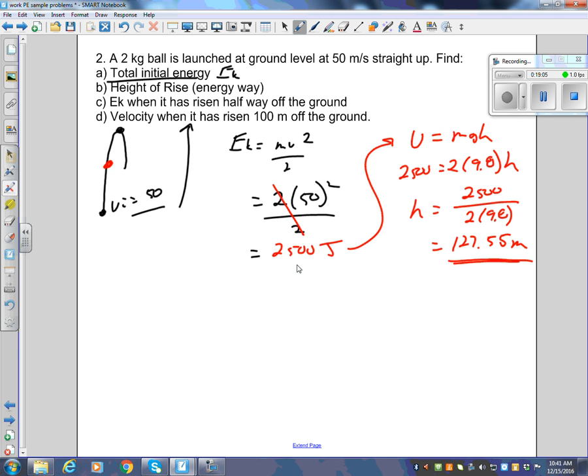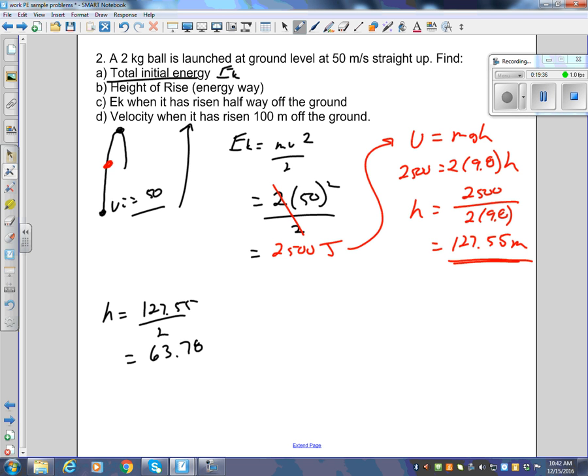Why? Okay, well, let's find out. Kinetic energy when it's risen halfway off the ground. So in other words, the height would be 127.55 divided by 2, right? So 128 divided by 2 is going to be 63 point something. 775? Let's say 78. Okay, so how do I find the kinetic energy?